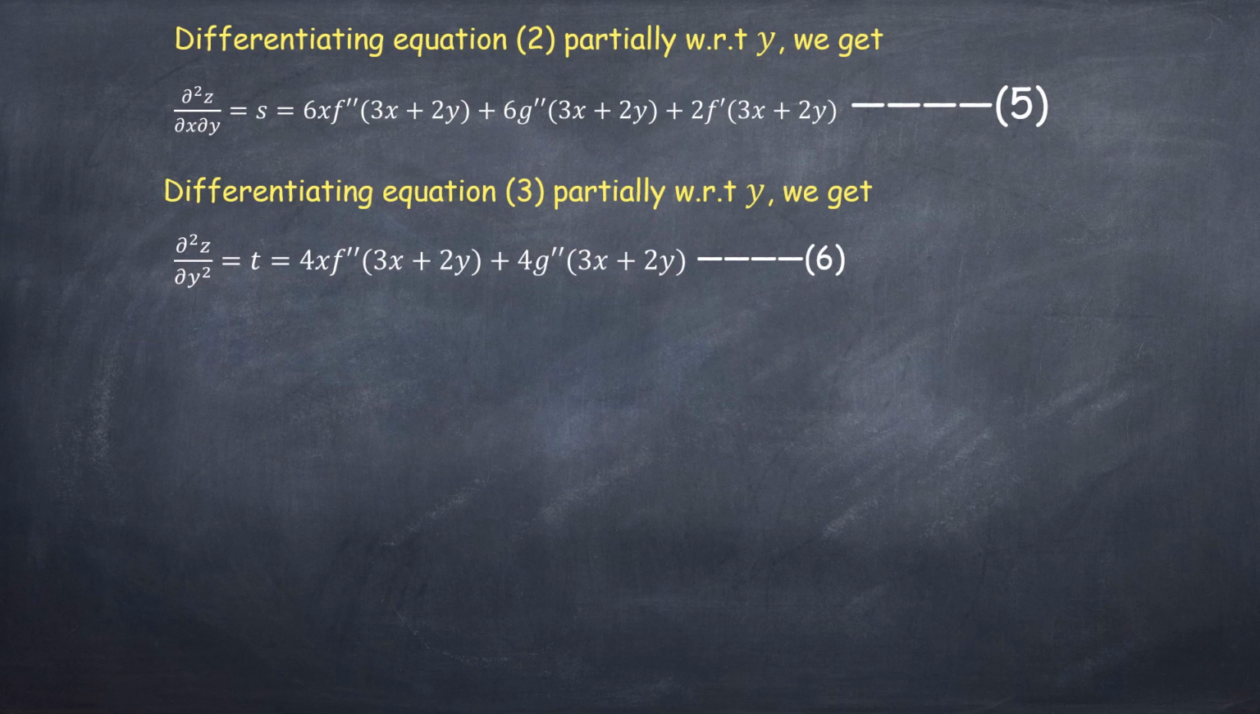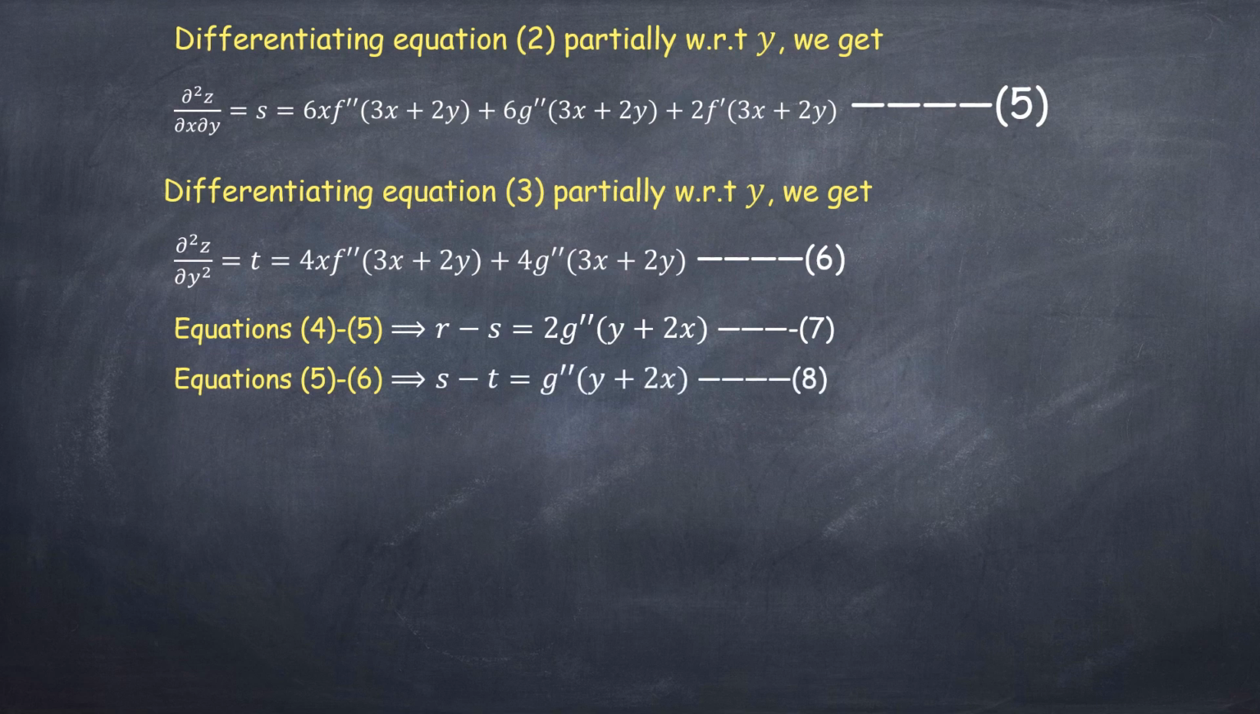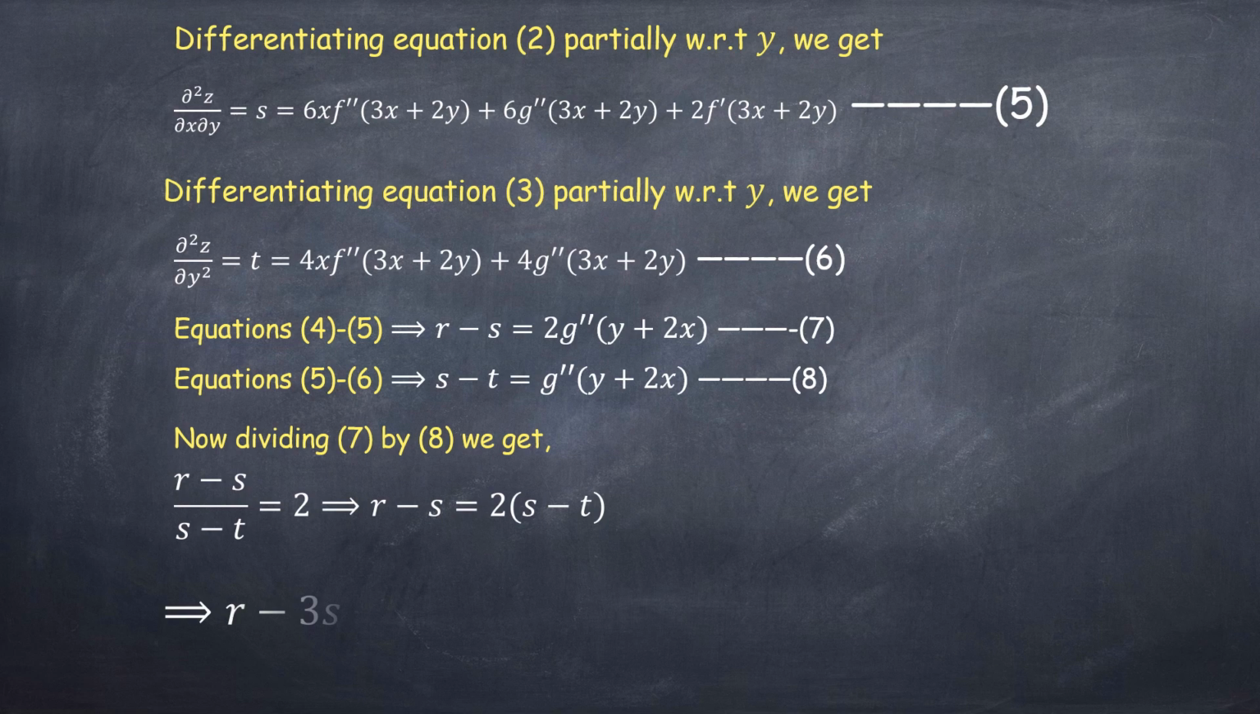Again I will go with the combination of equations number 4, 5, 6, since these three equations contain f double dash and g double dash. So adding or subtracting with suitable multiplication of a constant will give the final solution. So I will consider like this: equation number 4 minus 5 and equation number 5 minus 6, and divide 7 by 8, we will get the final answer as r minus 3s plus 2t is equal to 0.